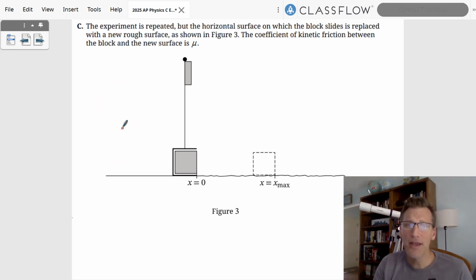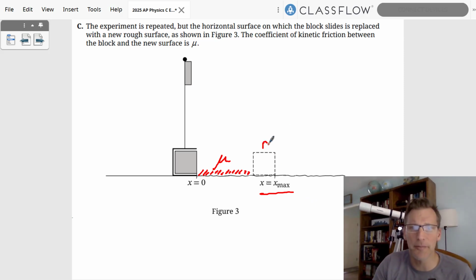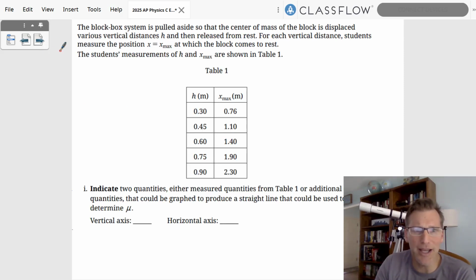Now you can see they changed up this experiment in part C to add some friction right here. And this friction has a coefficient of friction of mu, and it's going to go to x is equal to x naught. It's going to come back to rest right there. And so what they're going to ask us is, how are we going to graph this?